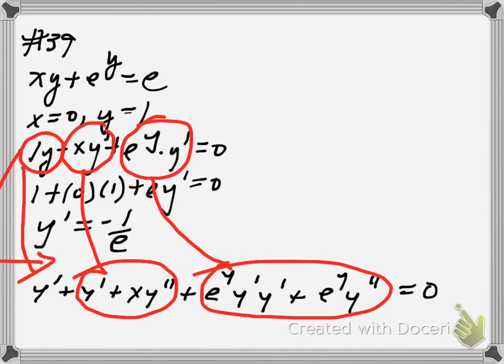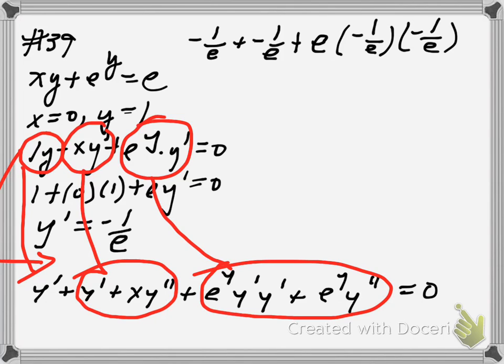Now, everywhere you see an x, you plug in a 0. Everywhere you see a y, you plug in a 1. And everywhere you see a y prime, you plug in negative 1 over e. You just substitute all of those values in. So y prime is negative 1 over e, plus y prime, which is negative 1 over e, plus x times y double prime. Well, x is 0, so that term is just gone. And then we have e to the 1 times y prime, which is negative 1 over e, times y prime, which is negative 1 over e.